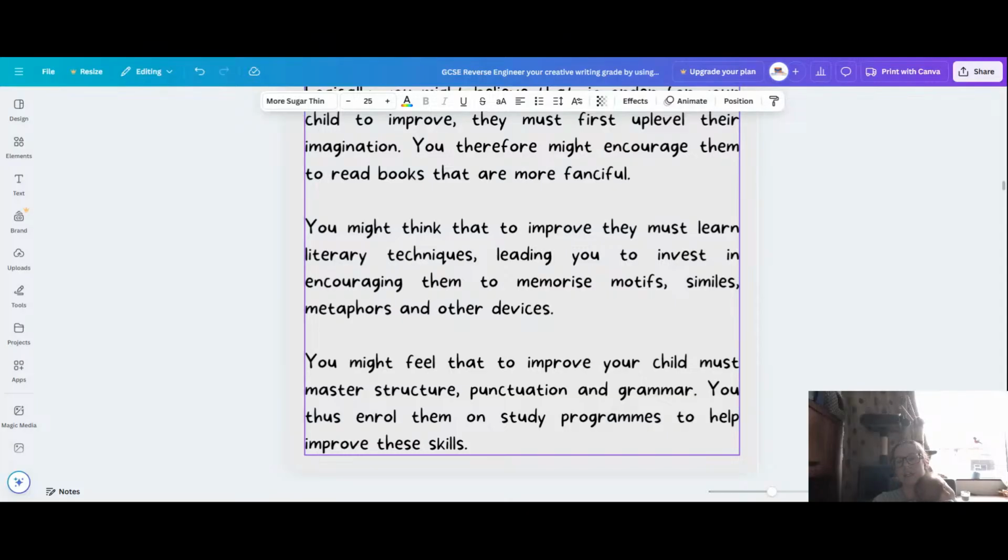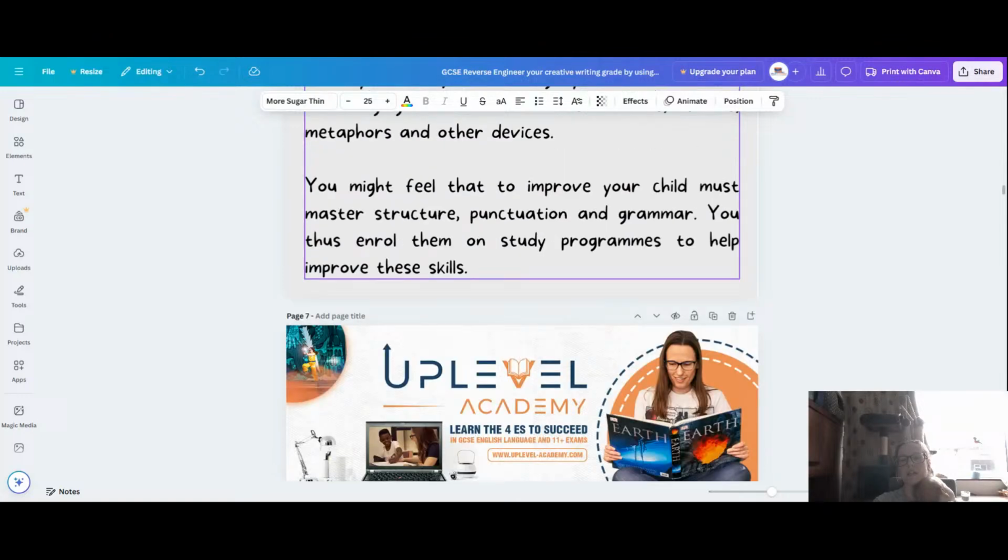A good analogy is to think of it like this. If you were going to fix a car and you were trying to fix it with a hammer, but you required a spanner, it's not going to work, right? You might feel that to improve your child must master structure, punctuation, grammar, and you thus enroll them on study programs to help improve these skills. Now, again, all of those are important, but if they don't know how to use that effectively, then their writing becomes quite mundane, dull, and repetitive. And you might see that with your child's work.